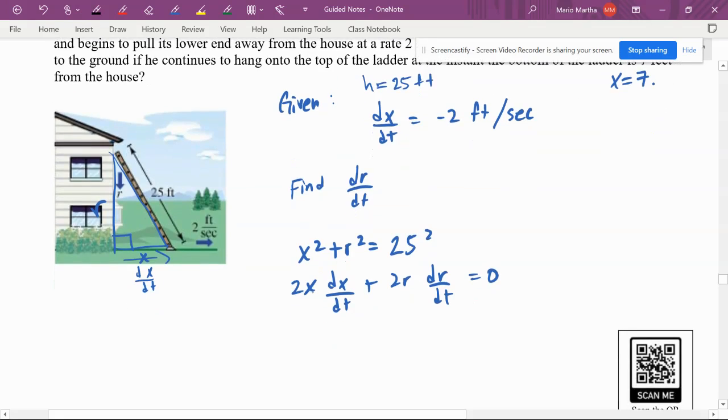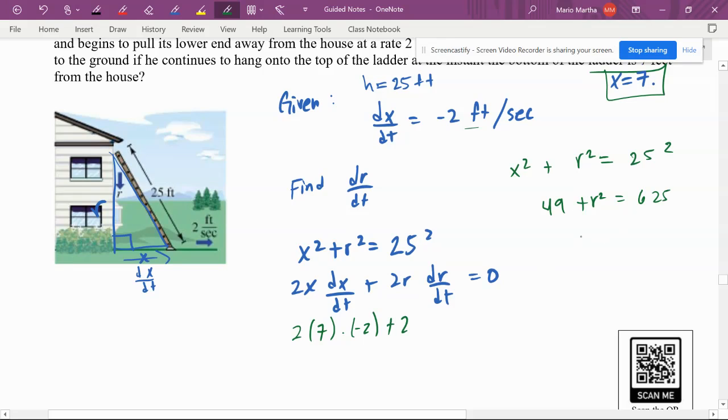So here, again, substitute the values that we know. That's going to give us 2 times x, which in this case happens to be 7 feet, that's how far away it is from the house, times dx/dt, which we know is negative 2, plus 2 times r, which in this case we can figure out. If x squared plus r squared equals 25 squared, you just use the Pythagorean theorem. x is 7, so that's going to be 49. 49 plus r squared equals 625. So r squared equals 576.